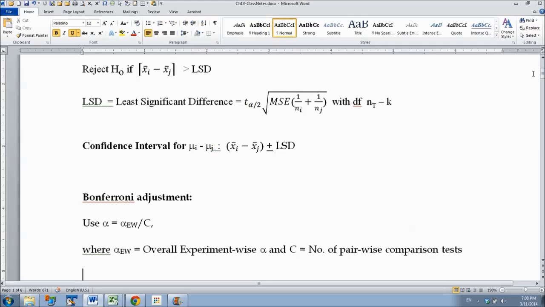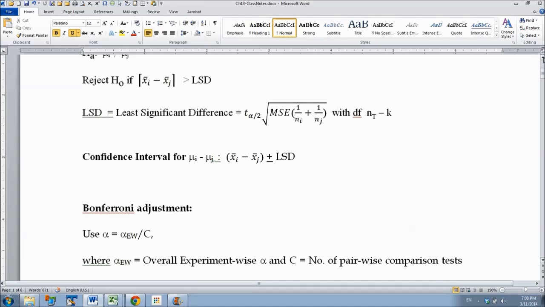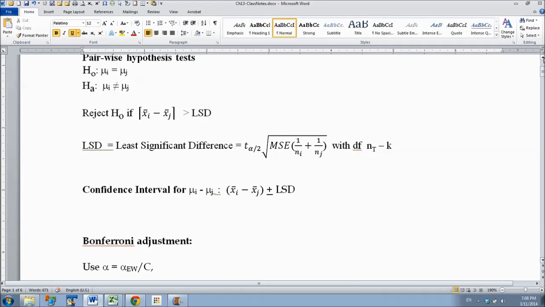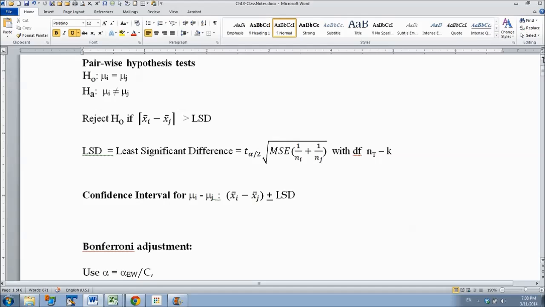In the next video, we look at Fisher's LSD for the last problem that we did in Excel, and that was the assembly method, productivity for the 3 assembly methods.